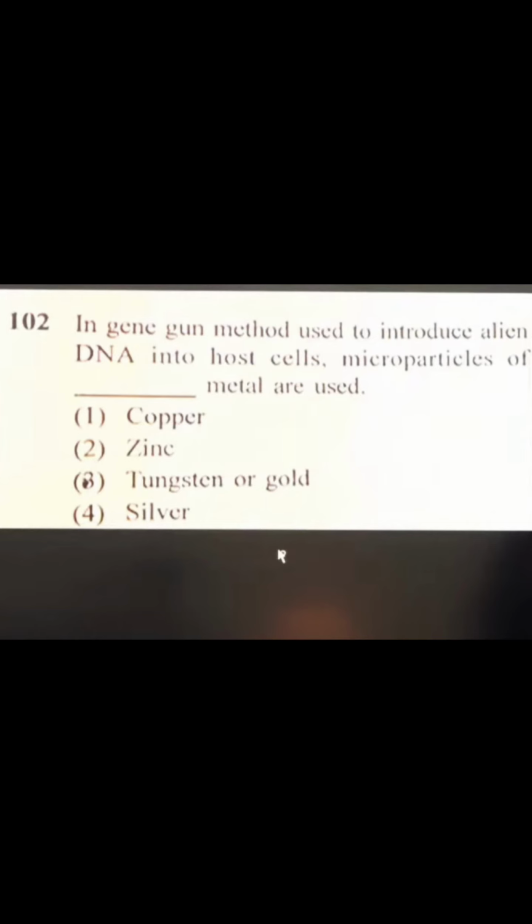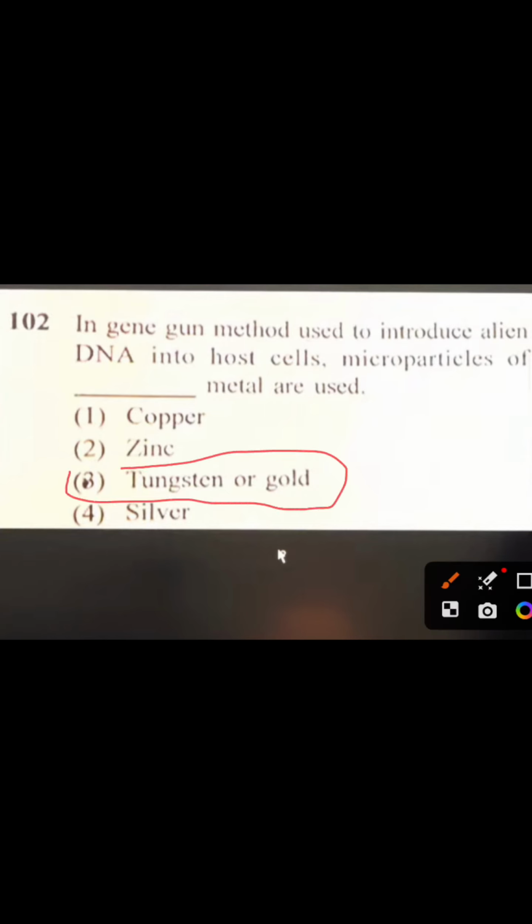In the gene gun method used to introduce alien DNA into host cell, microparticles of tungsten and gold are used. So correct option will be C.